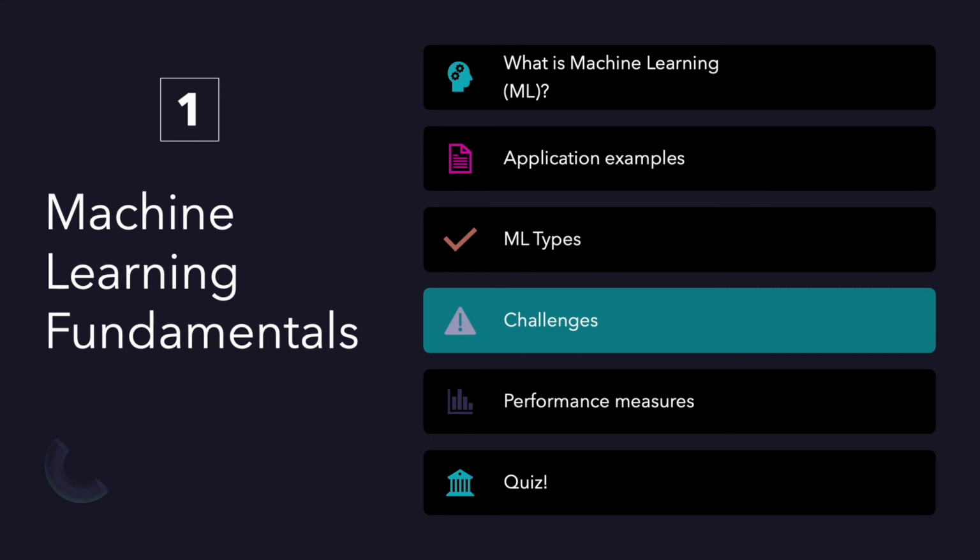Okay, now we learned what machine learning is and what the difference is between machine learning and the traditional approaches. We saw different application examples, and lastly, we learned all the machine learning types. Now, we will see machine learning challenges and, of course, solution proposals for these challenges.